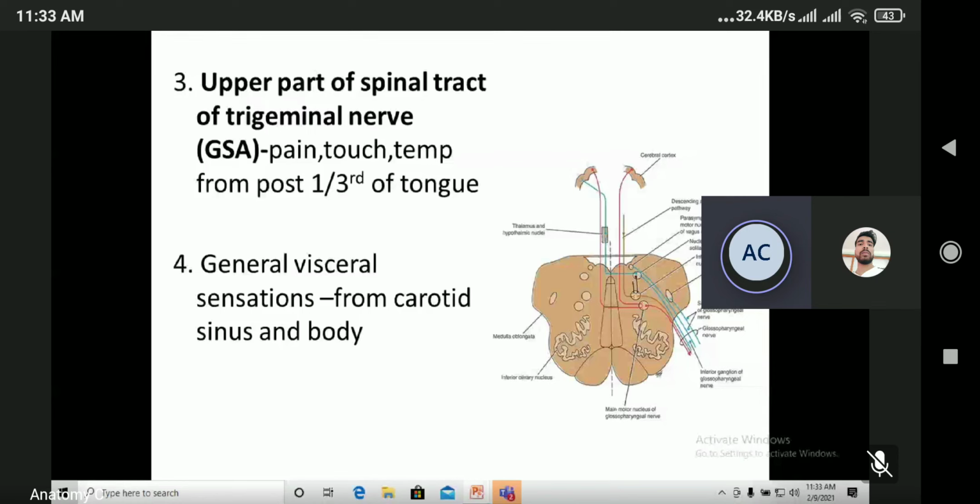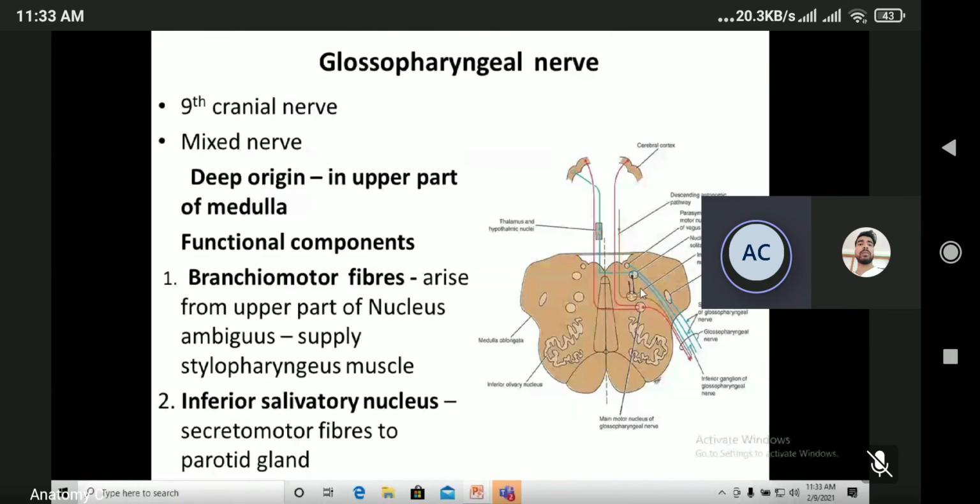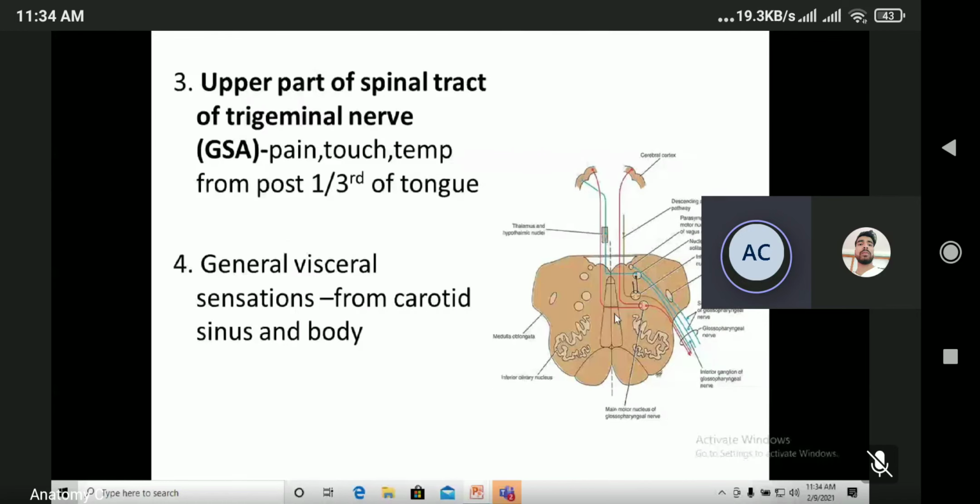So the ninth cranial nerve is a mixed nerve. Where do you find the nucleus? In the upper part of the medulla. It has branchiomotor fibers which arise from the motor nucleus to supply the stylopharyngeus muscle. Then it has the inferior salivary nucleus, from where the preganglionic secretomotor fibers arise to supply the parotid gland. The other nucleus is the spinal nucleus of the trigeminal nerve. It also carries the general visceral sensation of the carotid sinus as well as the carotid body.